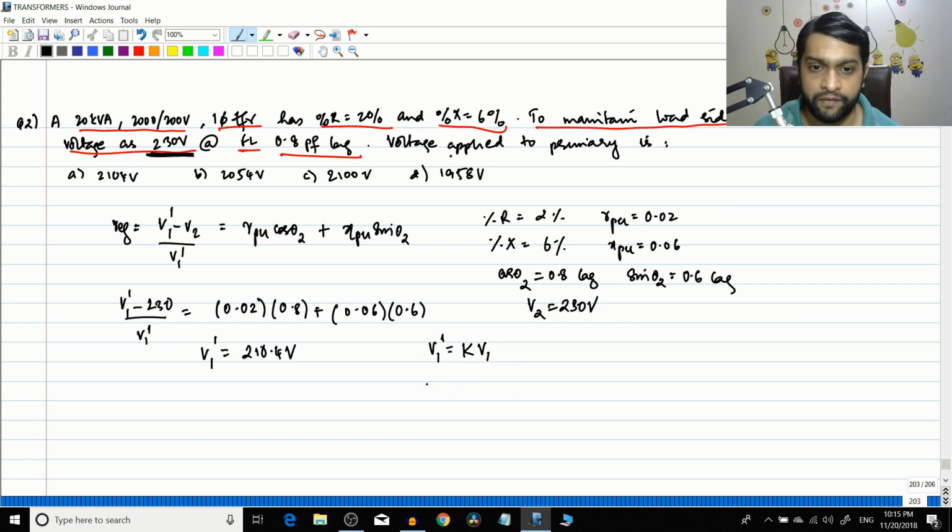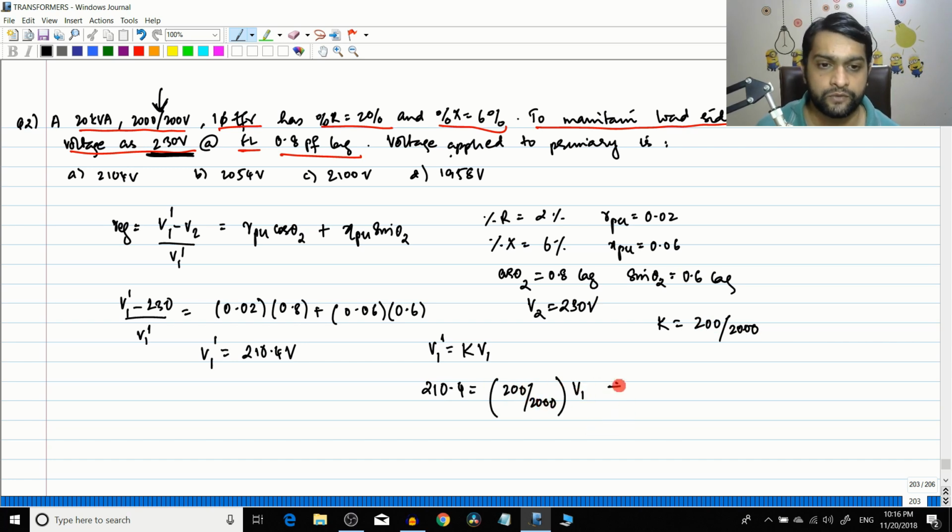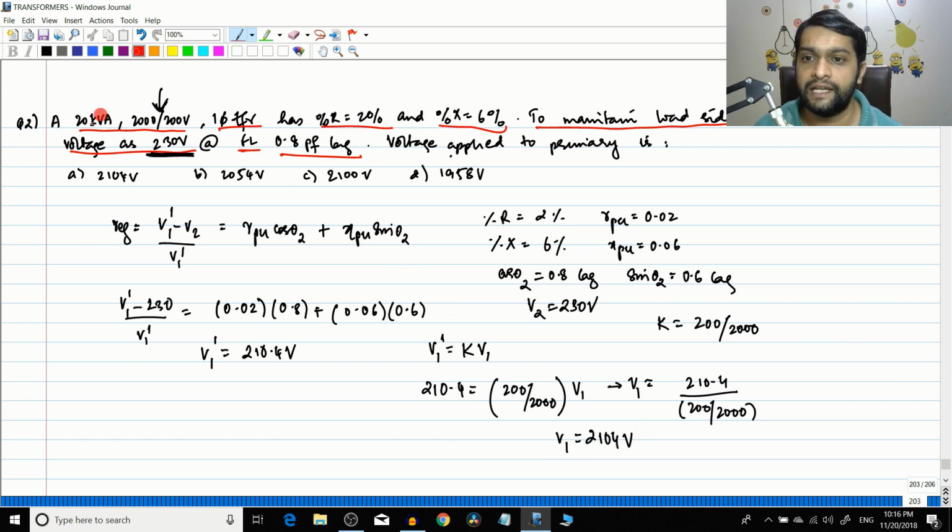We know the value of V1' here, so 210.4 is available. What is the value of K? You can find K from the given information. K is equal to secondary divided by primary, so it is 200 divided by 2000. So V1' equals (200 divided by 2000) into V1, which means the V1 value will be 210.4 divided by (200 divided by 2000). So V1 here will be equal to 2104 volts. Out of these options, you can clearly see that it is answer A.